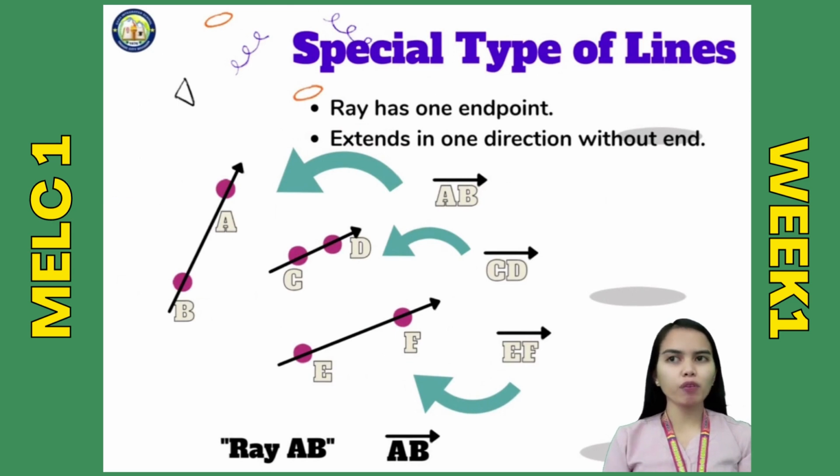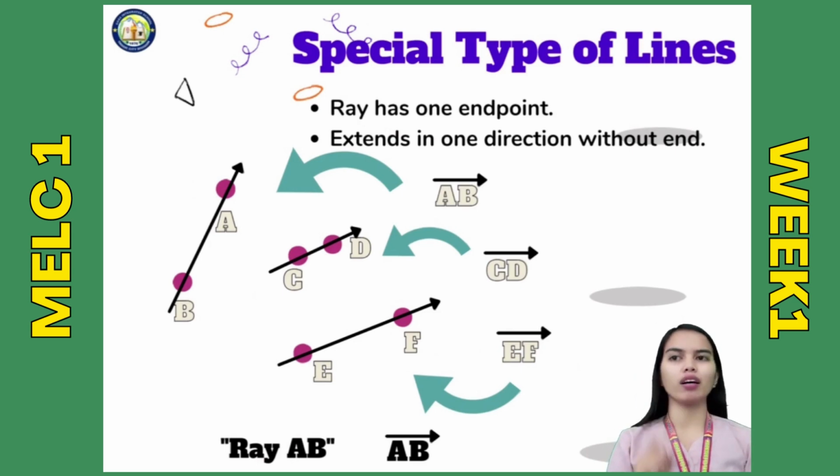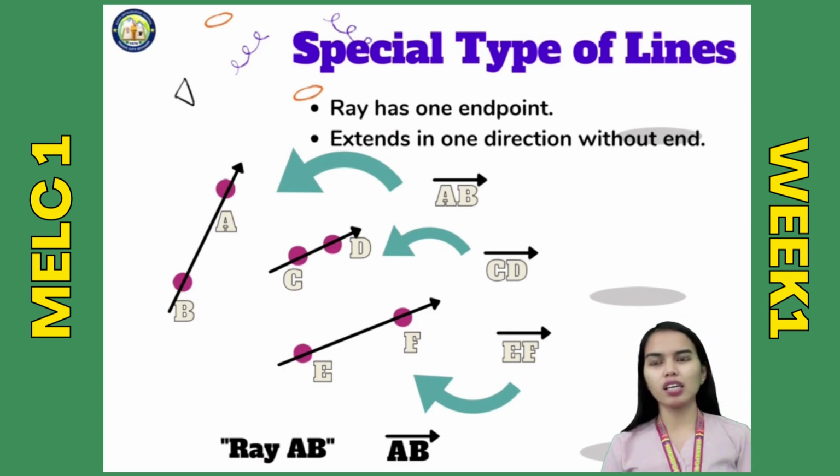Another special type of line is a ray. It has one endpoint. It extends in one direction without end. So meron siyang isang endpoint, at yung isang line niya is extending infinitely without end. So meron tayong ray AB, ray CD, and ray EF.